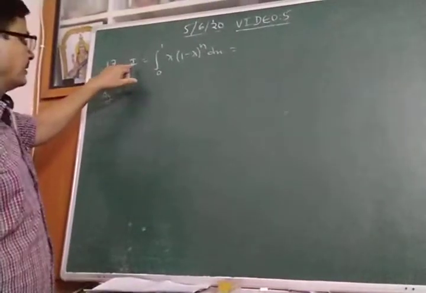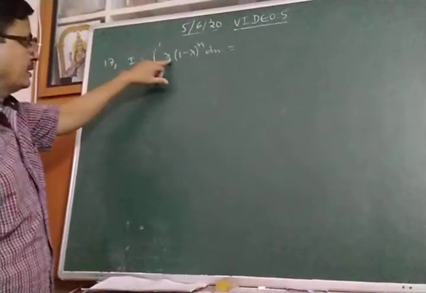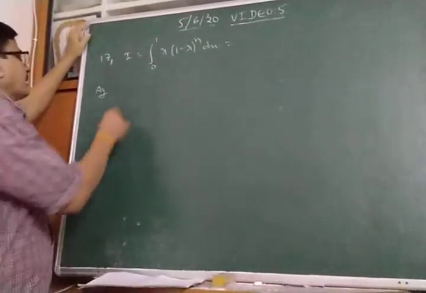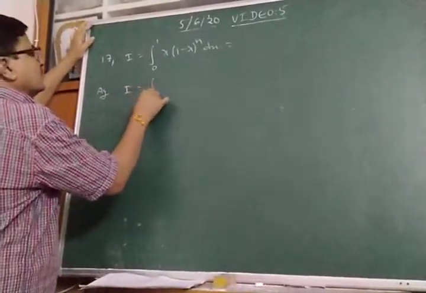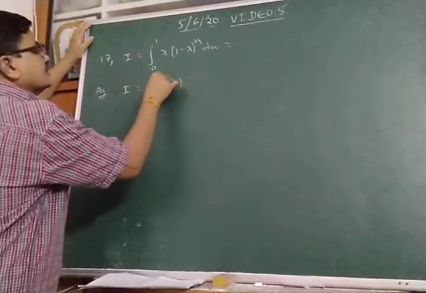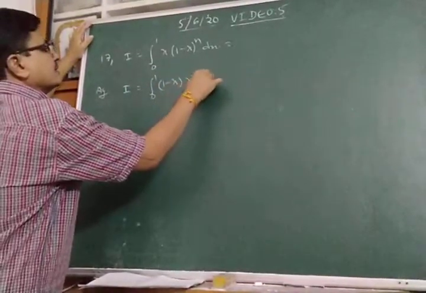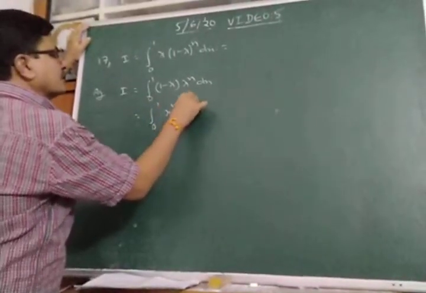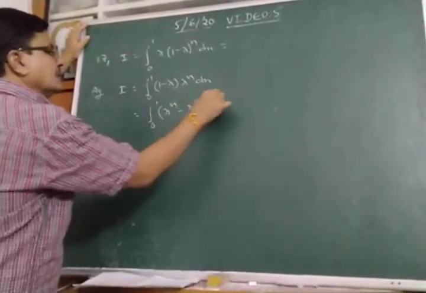Number 17, I is equal to integral 0 to 1 of x into 1 minus x whole power n dx. Here applying the property, integral 0 to 1 of 1 minus x into x power n dx, that is the integral 0 to 1 of x power n minus x to the power of n plus 1 dx.